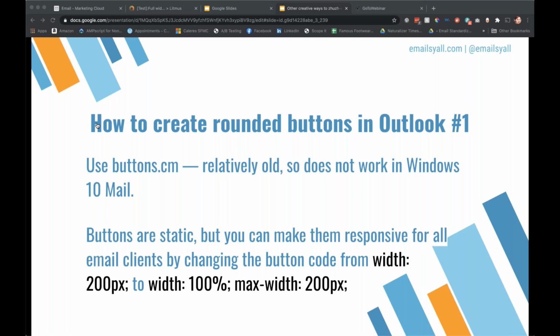So I'm going to explain two different ways on how to accomplish this. The first thing is you can use a generator called buttons.cm from Campaign Monitor. There are a couple of caveats though. The code it produces does not work in Windows 10 Mail. Additionally, the buttons it produces are static in width, but you can make them responsive by changing the code it produces from width 200 to width 100%, and also add a max width of 200. This is similar to the process we talked about last week regarding making images full width.